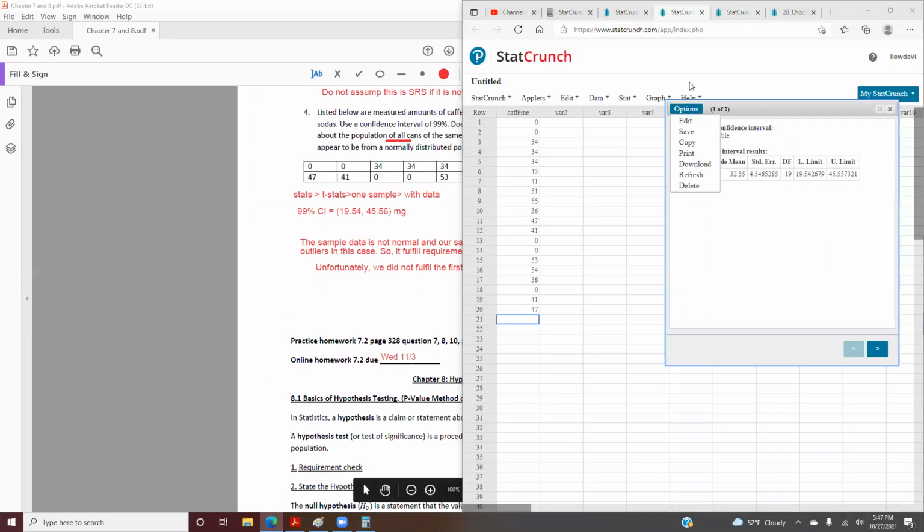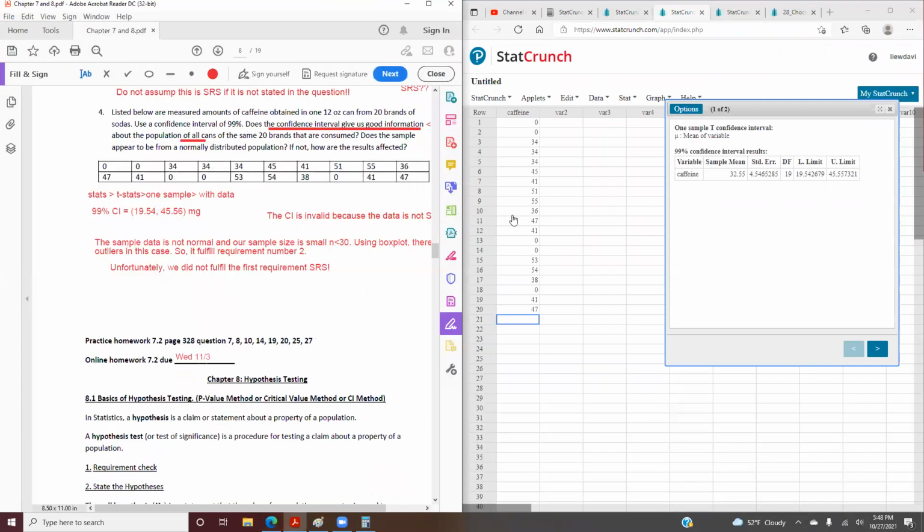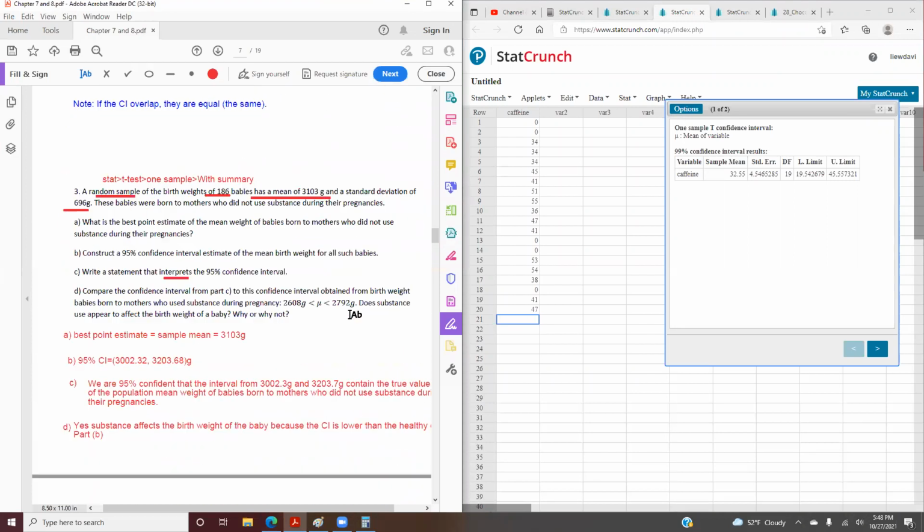So unfortunately we did not fulfill the first requirement. Let's see the requirement. Is that the same as the confidence interval is invalid because the data is not okay? Yes, that is correct. And we were supposed to do that for number 1, 2, 3. For 2 and 3, yep.